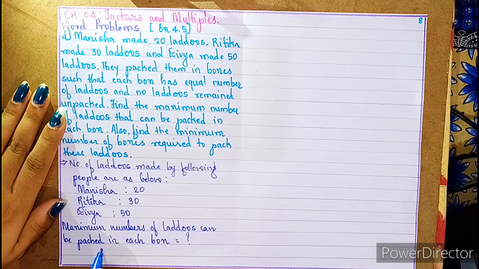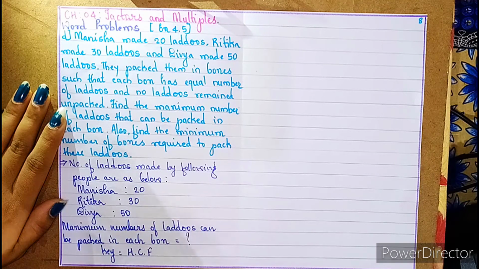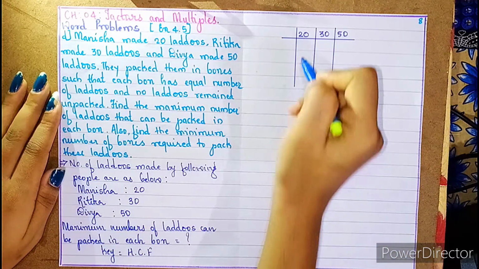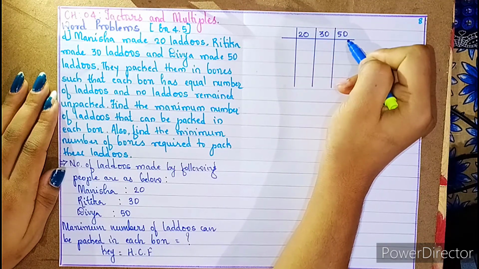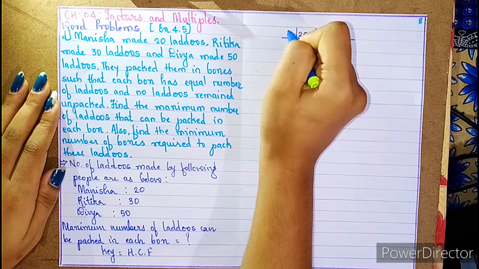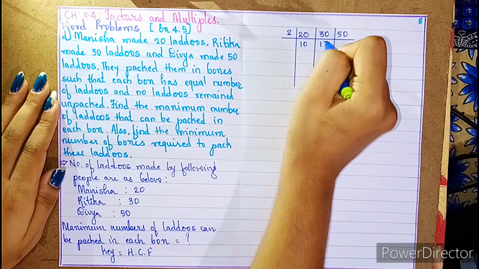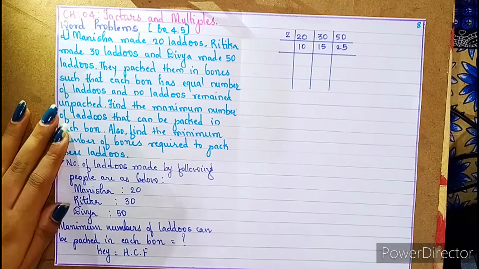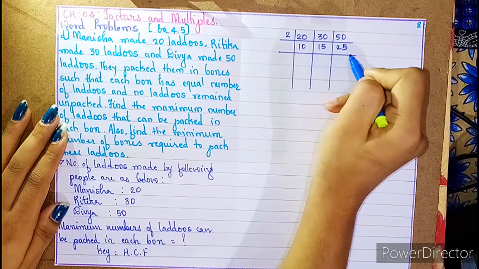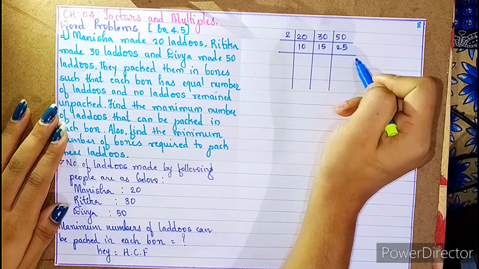So what is the key? Our key is finding the HCF. So let's find the HCF of 20, 30 and 50. Let's find the HCF by prime factorization. As 20, 30 and 50 end with 0, they are divisible by 2. So let's start dividing by 2. 2 1s are 2, 2 0s are 0, 2 1s are 2, 2 5s are 10, 2 2s are 4, 2 5s are 10.